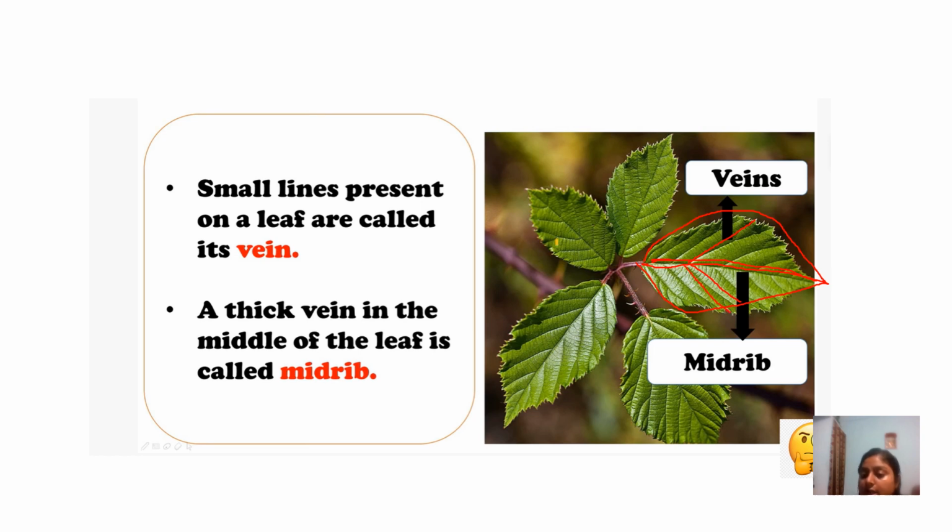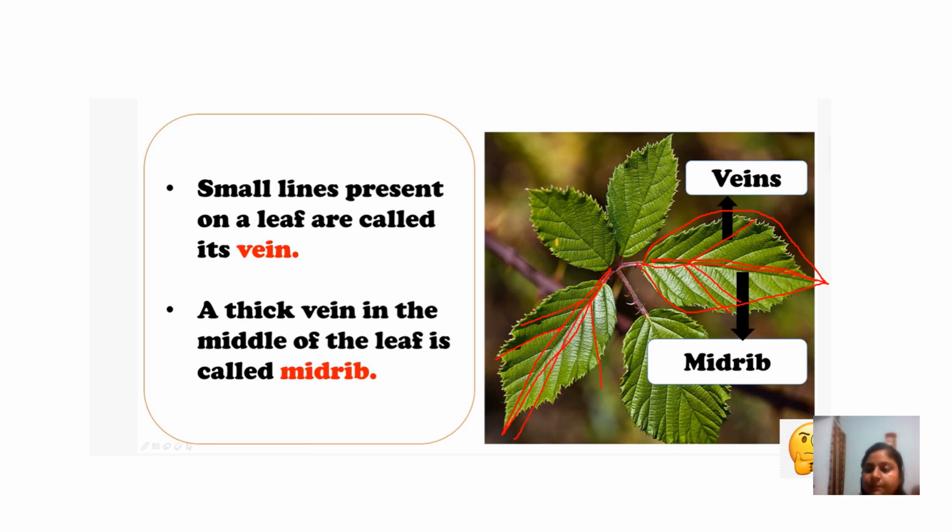Now students, see here, the small lines present on the leaf are called veins. Small lines present on the leaf surface, see, suppose this is a leaf, and these are called veins. See, these small lines are called veins. And the thick vein in the middle of the leaf is called midrib. See, this thick line is called midrib.